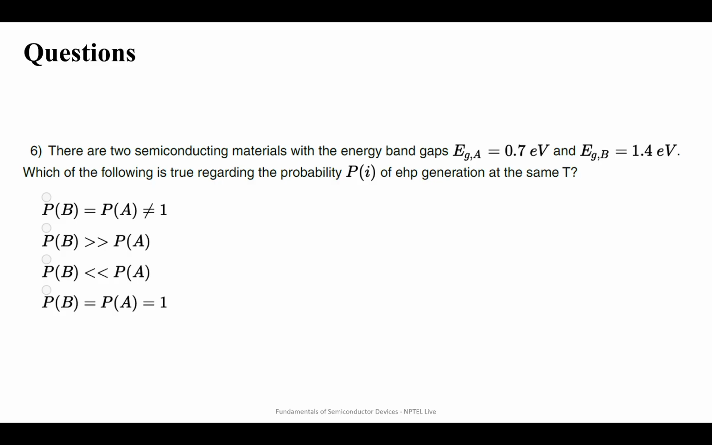Next question. There are two semiconducting materials with energy band gaps EGA equals 0.7 electron volts and EGB equals 1.4 electron volts. Which of the following is true regarding the probability P of electron hole pair generation at the same temperature? P of B equals P of A, and both are not equal to 1. P of B is much larger than P of A. P of B is much smaller than P of A. P of B equals P of A, and both are equal to 1.